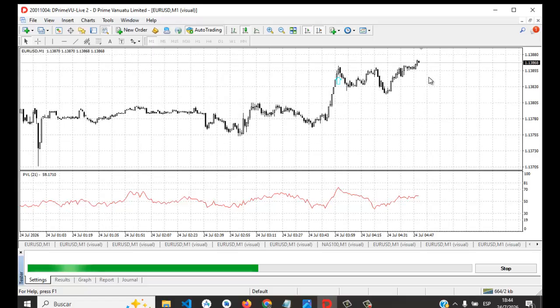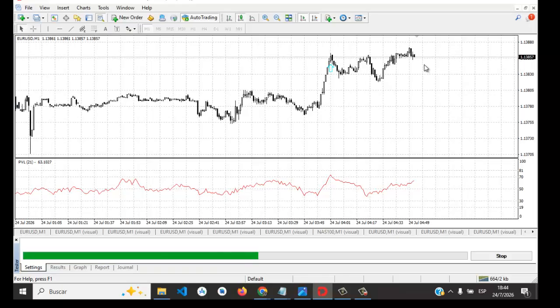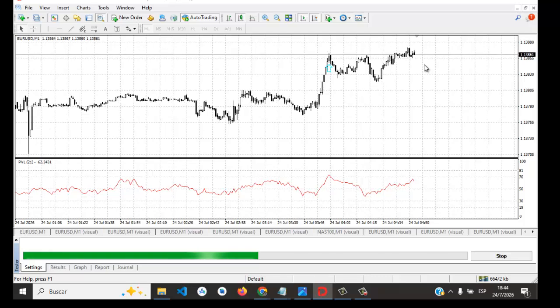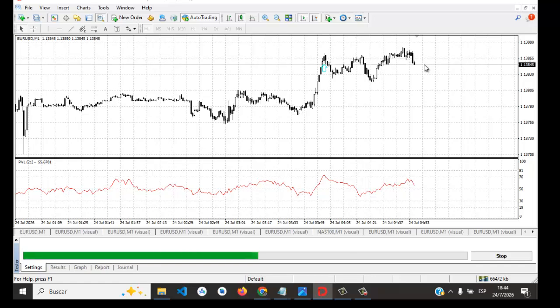In due time, an oversold condition also could mean a trend reversal is coming. It is up to you to wait or take profit previously.